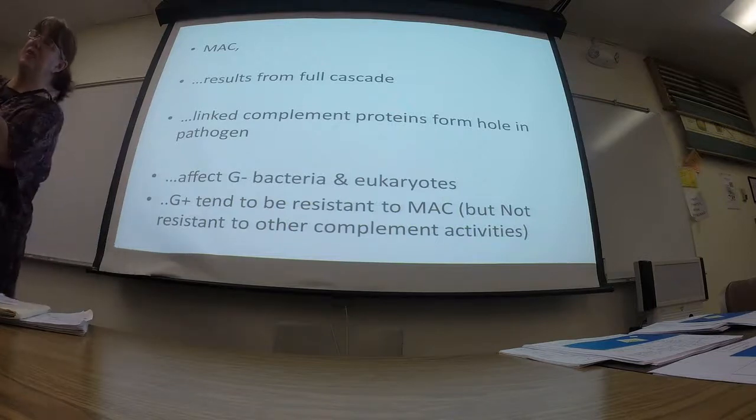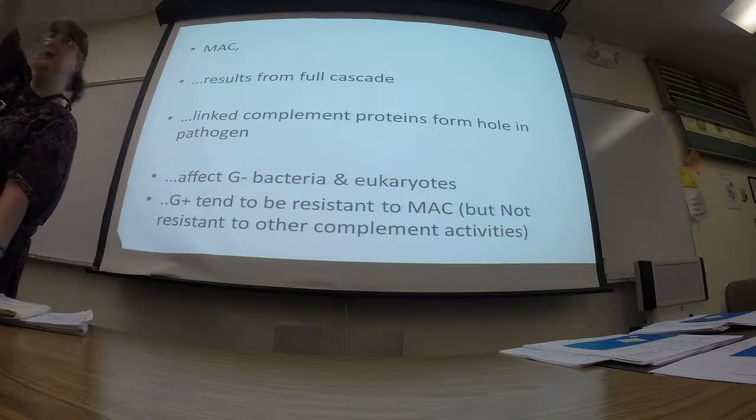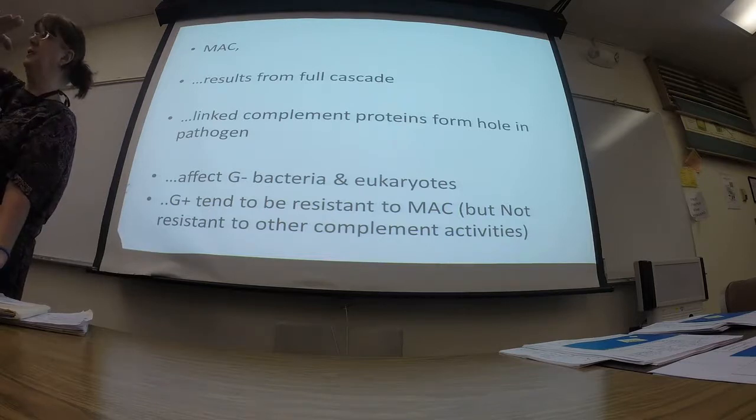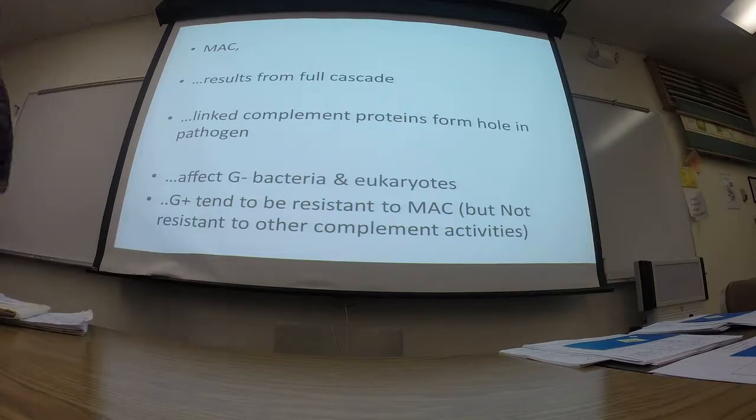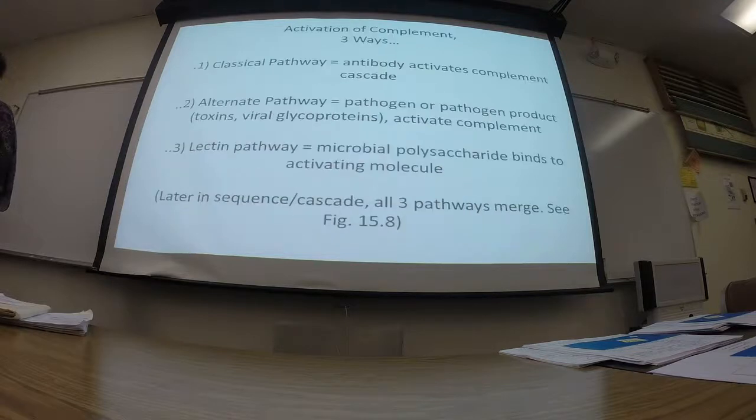Gram positives have a very thick layer of peptidoglycan. Maybe you can put a hole down to here, but it's hard to do what? Get a hole all the way through. Does that make sense? Plus, they don't even have any cell membrane on the outside.